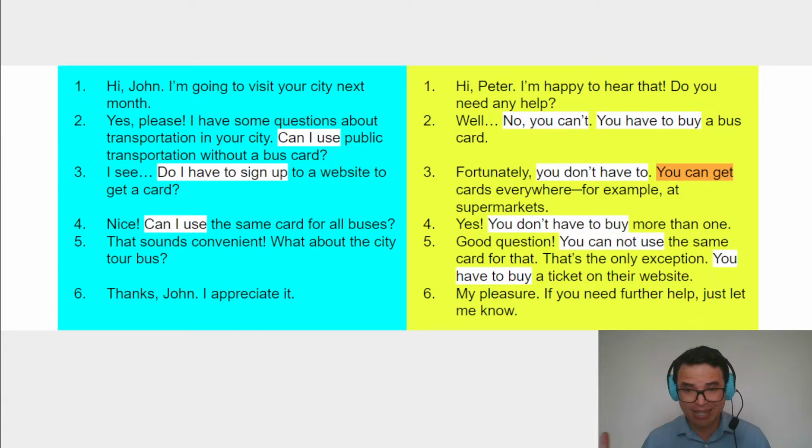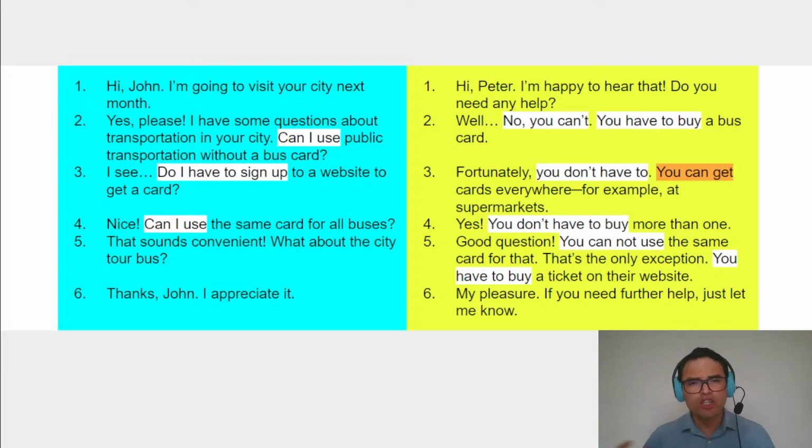Yellow, 4. Yes. You don't have to buy more than one. Light blue, 5. That sounds convenient. What about the city tour bus? Yellow, 5. Good question. You cannot use the same card for that. That's the only exception. You have to buy a ticket on their website. Light blue, 6. Thanks, John. I appreciate it. Yellow, 6. My pleasure. If you need further help, just let me know.